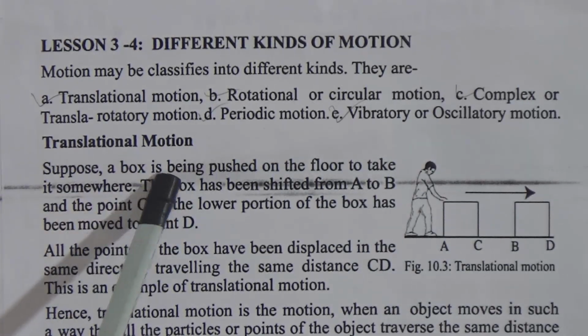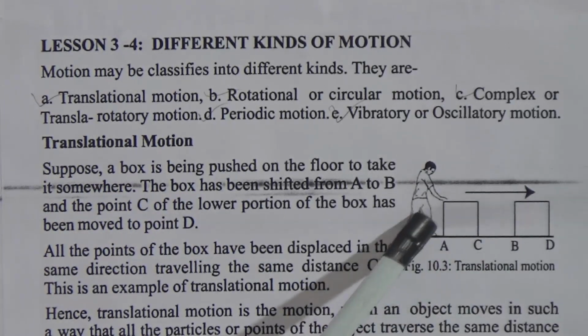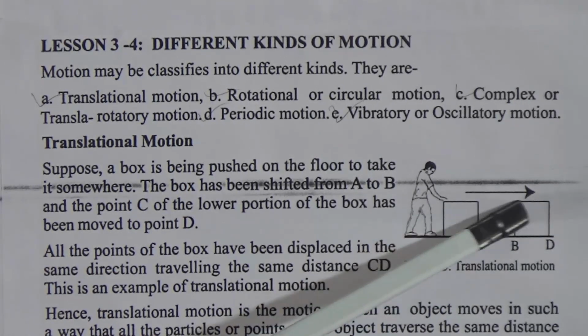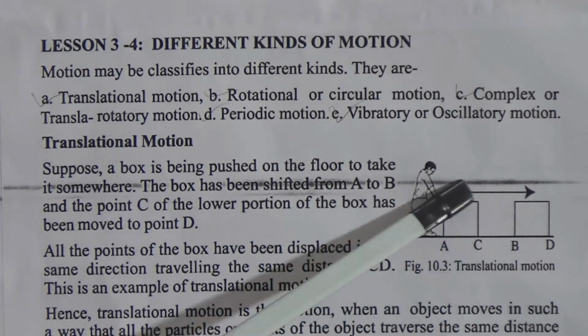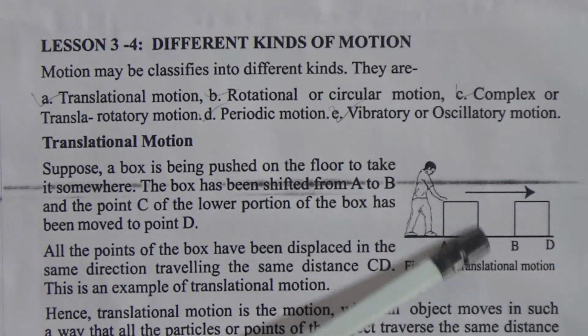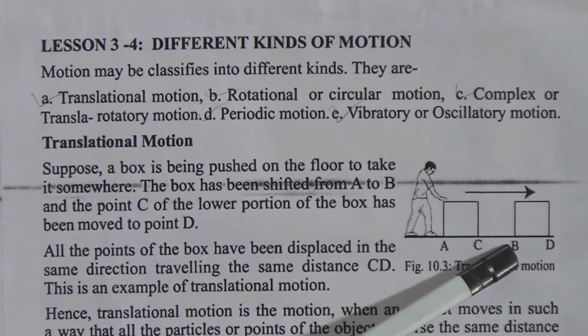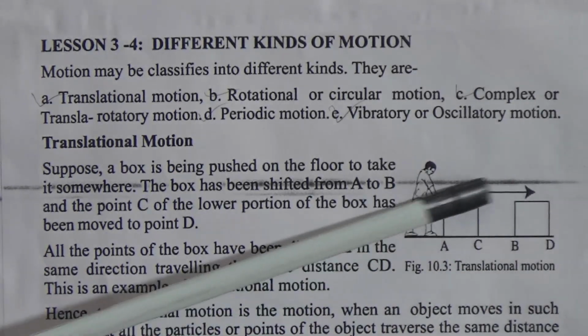Suppose there is a box, and this man is pulling the box to the front side. This box is changing its position. First, this position A and C is the first position of the box. After pulling, this is the second position of the box. This is B and D. That means the box is moving forwards.